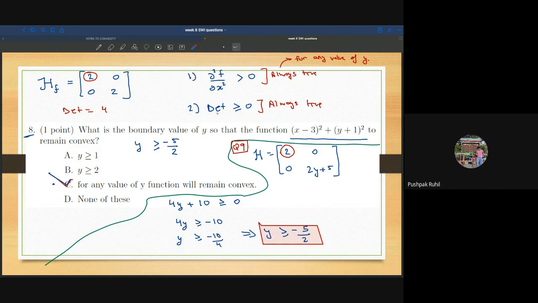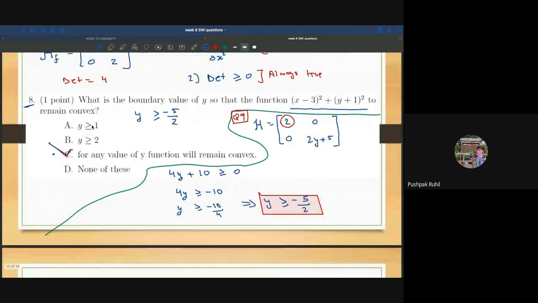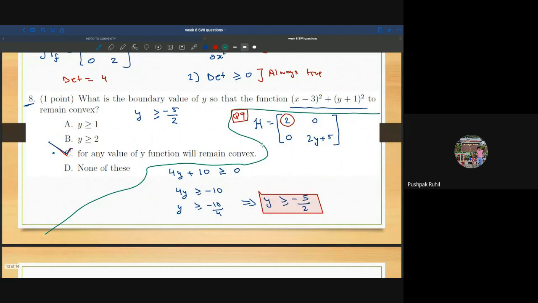Now the second condition was that your determinant needs to be more than or equal to 0. So we calculate the determinant, which is 4y plus 10, and this needs to be more than or equal to 0. The left hand side is the determinant, and it needs to be more than or equal to 0. Then I just solve this inequality and arrive at the solution that y needs to be more than or equal to minus 5 by 2.